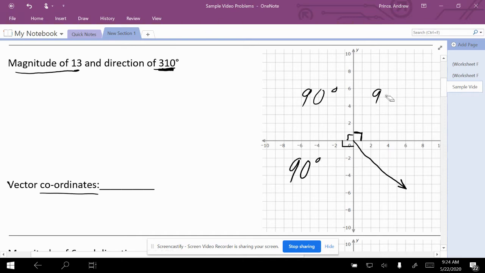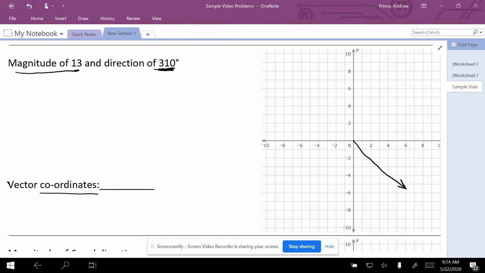So there's a visual representation of what we're doing, but you should also be able to see exactly where you're going to be based on that 310. I mean, you should know you're past 270. You're going to be down here in the fourth quadrant. This is the fourth quadrant down here.